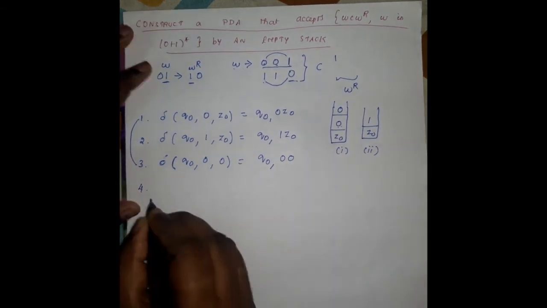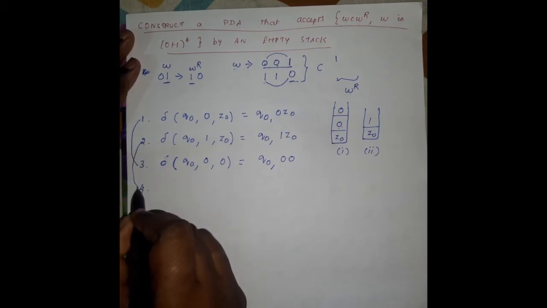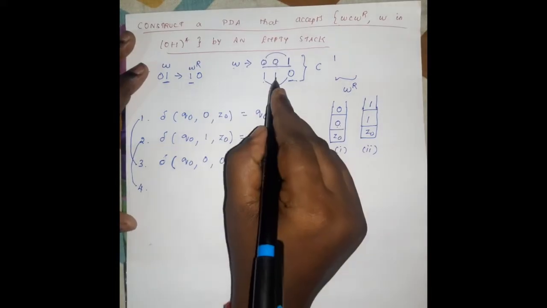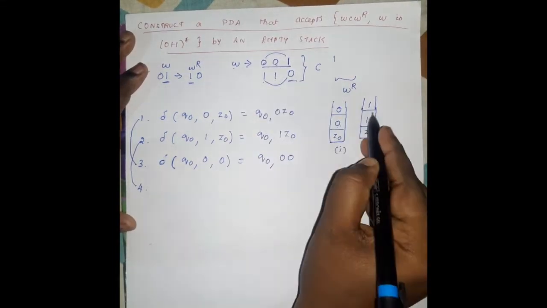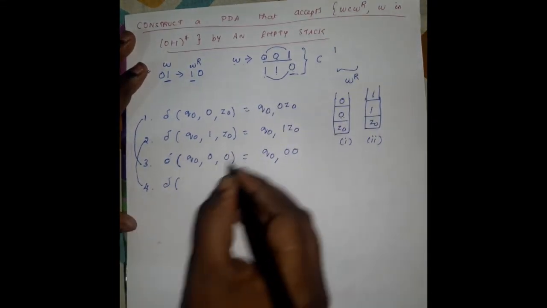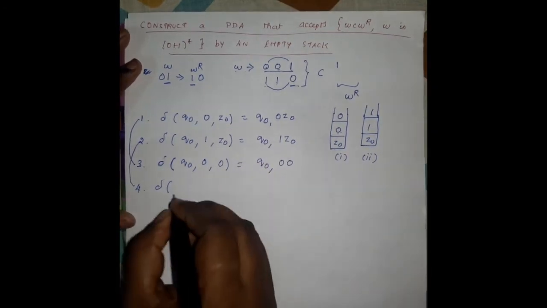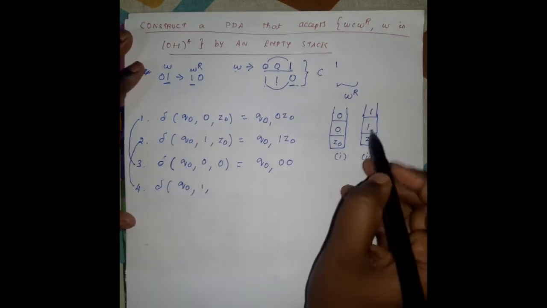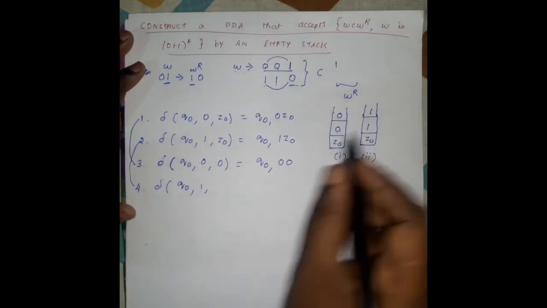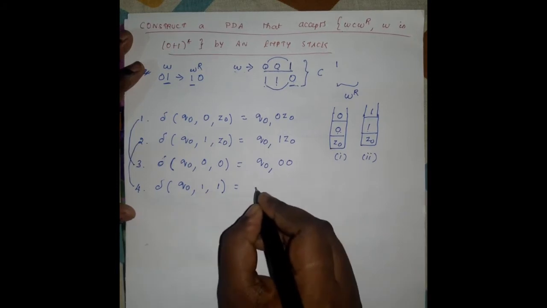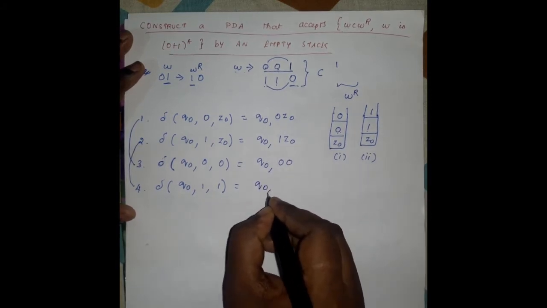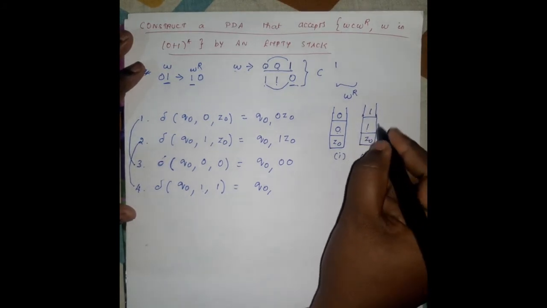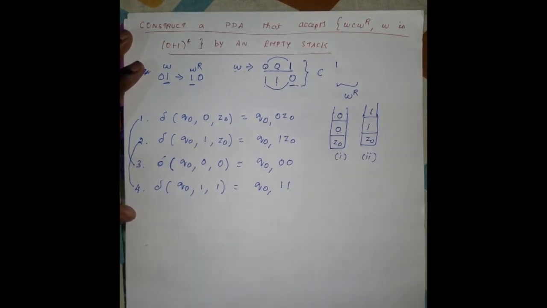The fourth step is followed by the second step, because here 1 is followed by either 1 or 0. First of all I am taking 1. So delta of the current state q naught, the input symbol is 1, comma, and here the top of the stack element is 1. It is also a push operation, so the state remains itself. After reading 1, the stack has 1 1 z naught, so I am taking the top two elements, 1 1. Right.